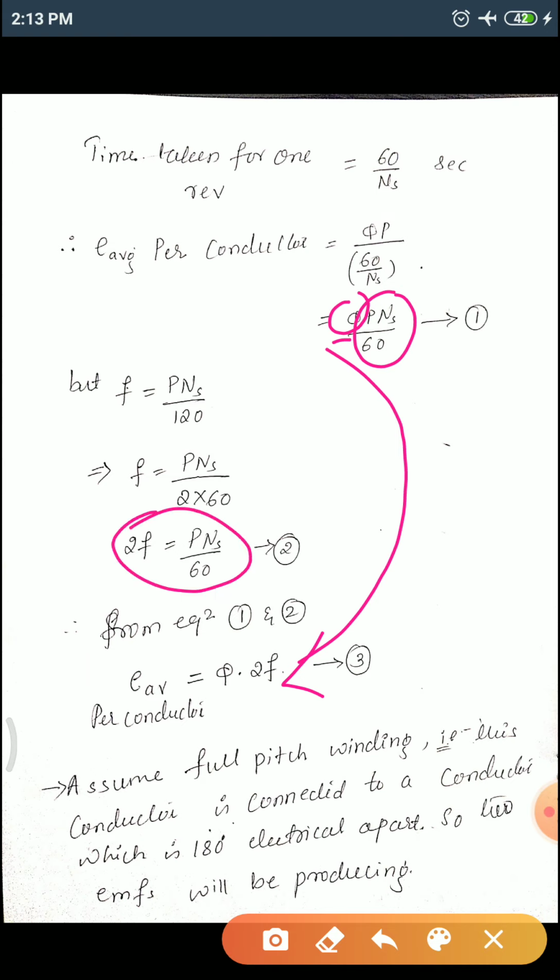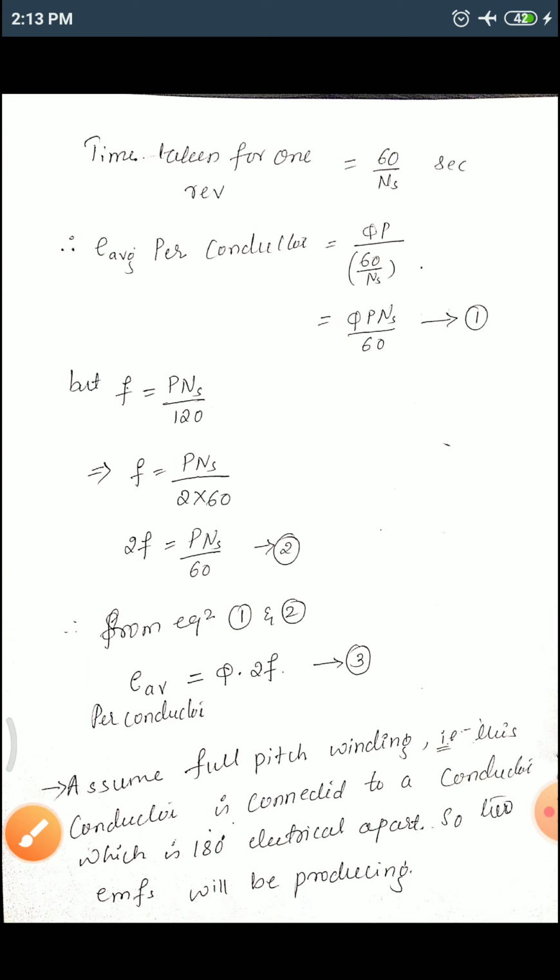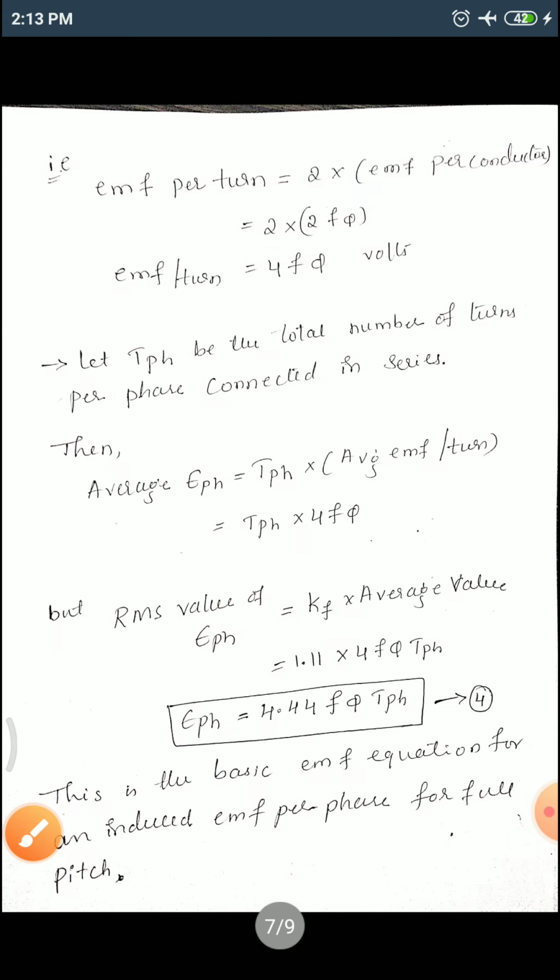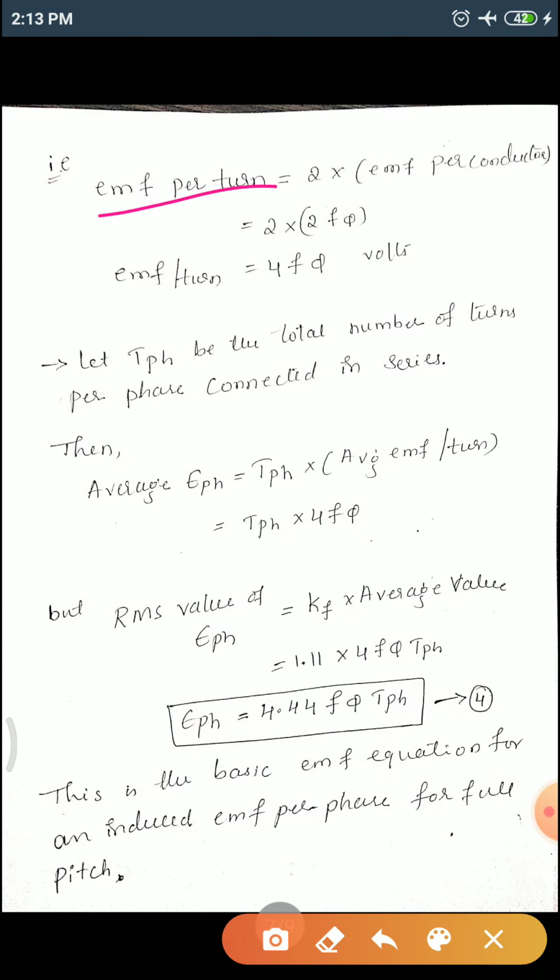Assume a full pitch winding, that is, this conductor is connected to a conductor which is 180 degrees electrical apart. So two EMFs will be produced, and that is the EMF per turn. EMF per turn can be taken as 2 into EMF per conductor, and 2 into EMF per conductor is nothing but what we did earlier, 2 into 2fΦ. So EMF per turn will be 4fΦ volts.